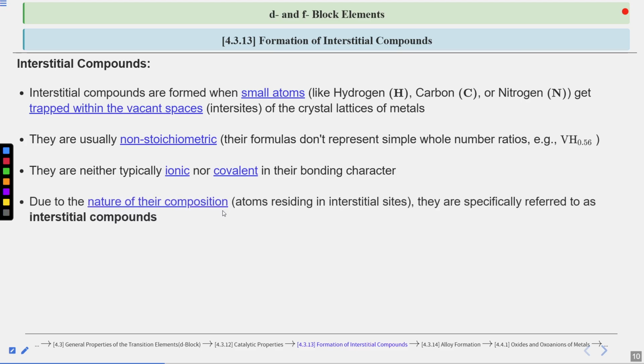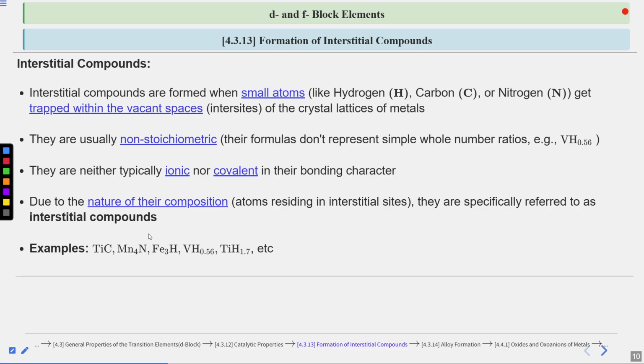Due to the nature of their composition, with atoms residing in the interstitial sites, they are specifically referred to as interstitial compounds. The reason is that in the vacant spaces, small atoms get filled or trapped. In the interstitial sites of the crystal lattice of the metals, the small atoms are trapped, and due to this nature of their composition, they are specifically referred to as interstitial compounds.